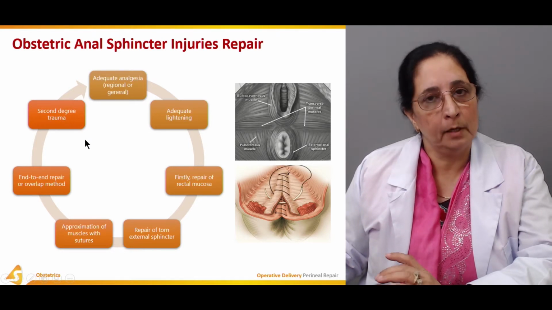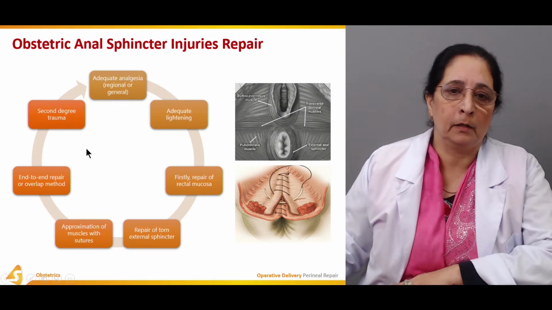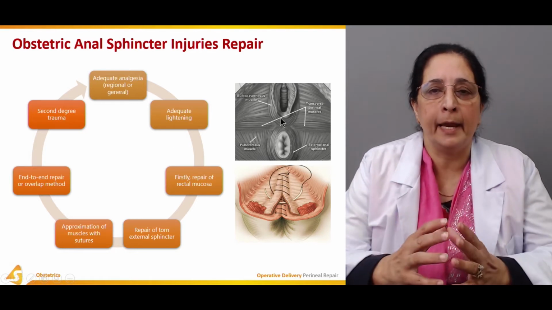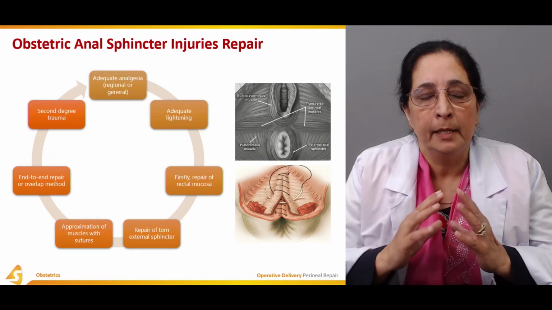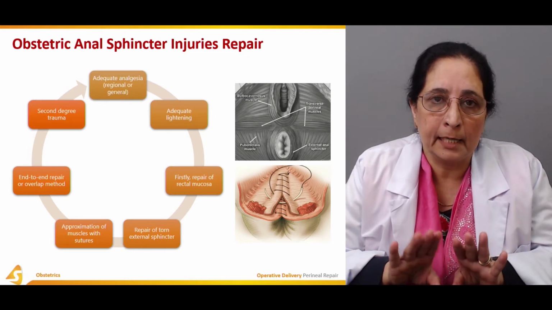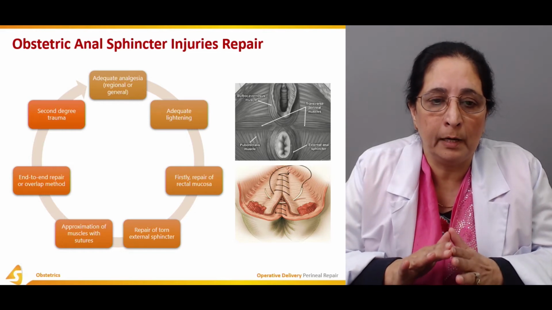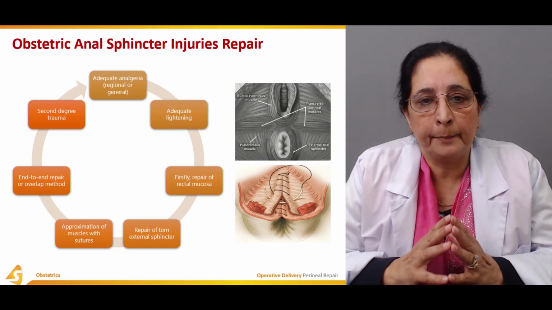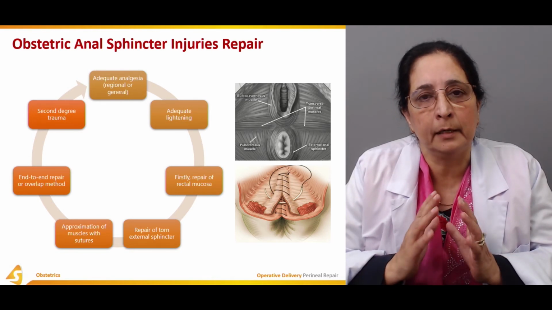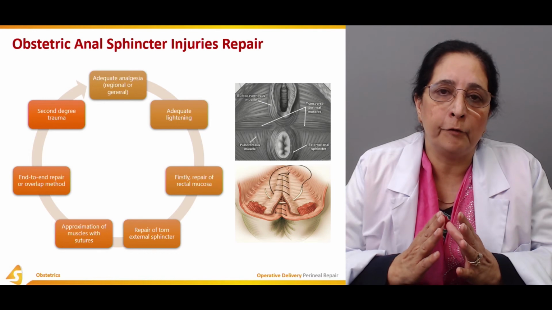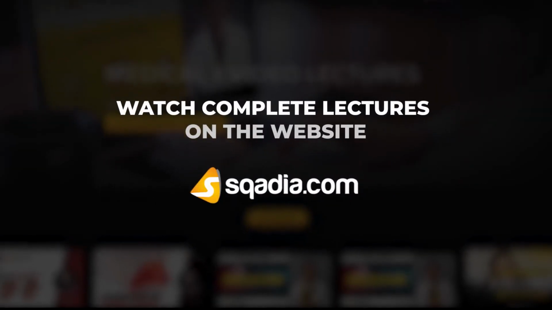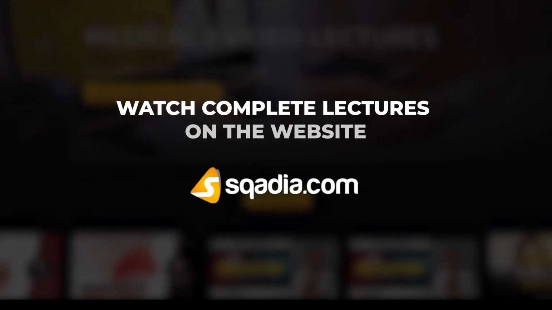Second degree trauma is usually also involved. So in anal sphincter injuries, the anal mucosa is first repaired by the side to side or overlap method, and the approximation of muscles is done. Adequate lighting should be there, and it can be done by regional anesthesia or by general anesthesia.